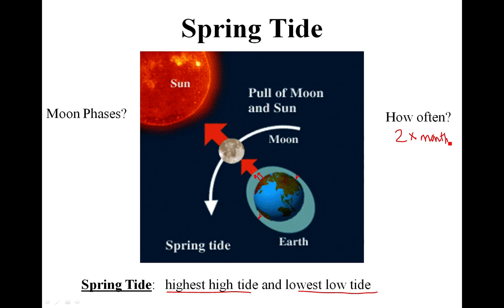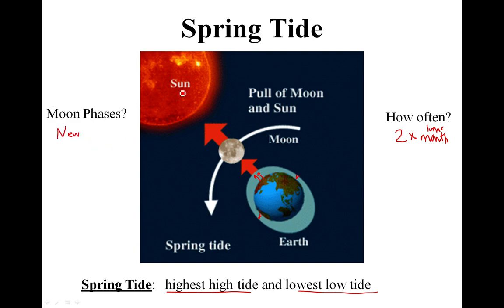Okay, I'm going to put month here. I guess I should put lunar month because it's not exactly a month. So 2 times a lunar month. What phases will that be? In this picture, what phase is this? When the moon is between the sun and the earth? Okay, we've gone through our moon phases. Moon is between. That's a new moon.